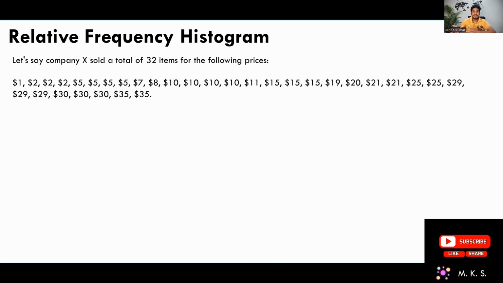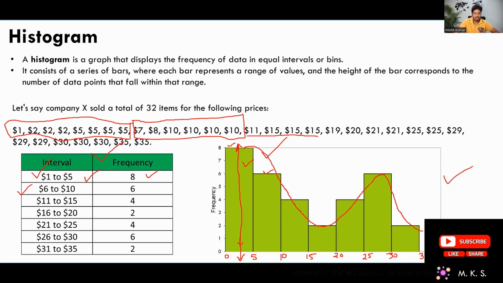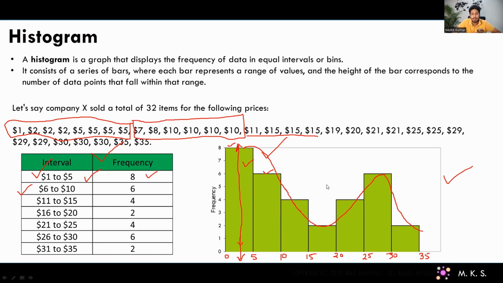Now, the second or better way, let's say in this particular case, we have only 32 numbers, guys, right? Let's say we have thousands or lakhs of numbers.